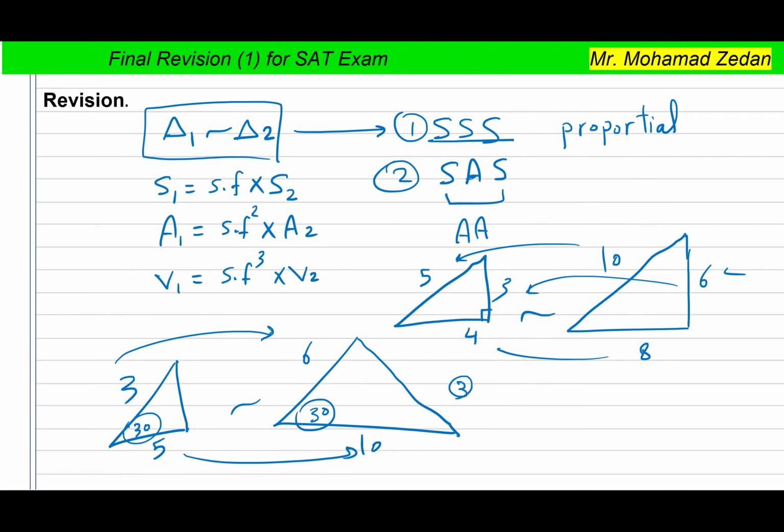And the third case: if two angles in the first triangle are congruent to two angles in another triangle, then they are similar. For example, you have 40 and 40, and another angle, for example, 70 and 70. Now these two triangles are similar by the angle-angle postulate.